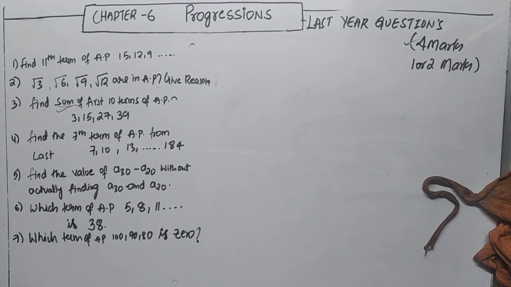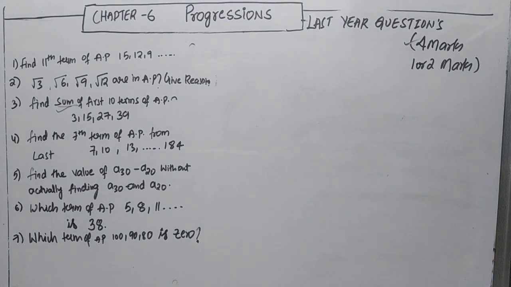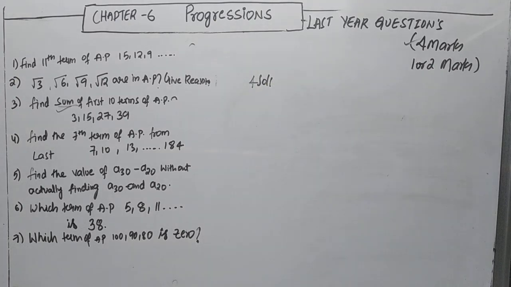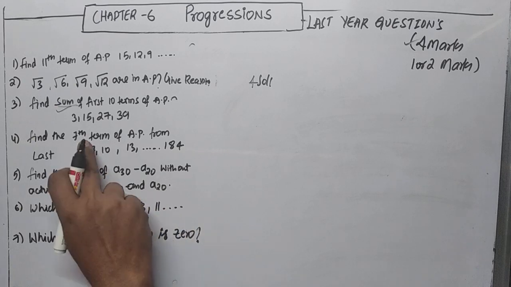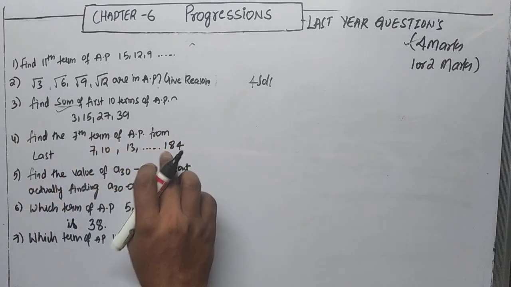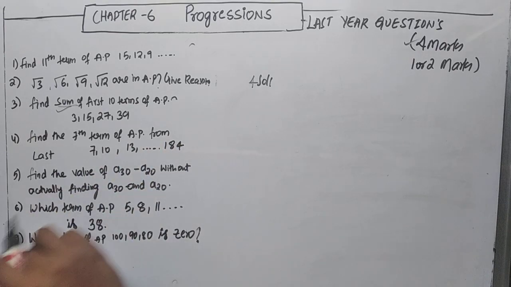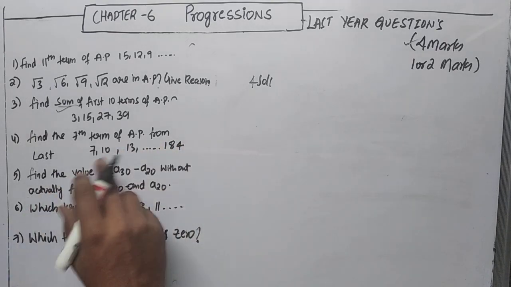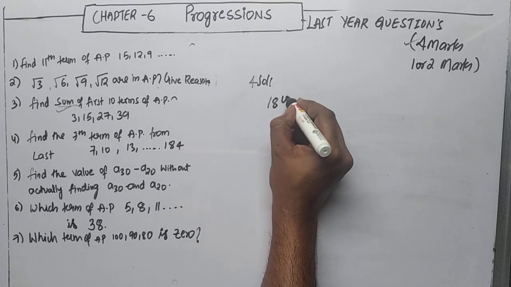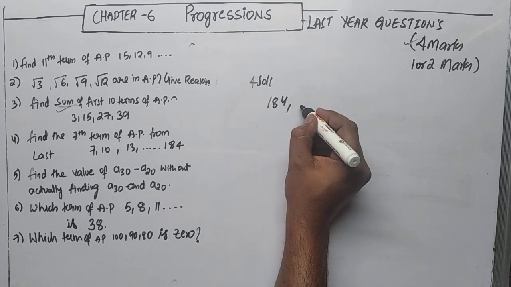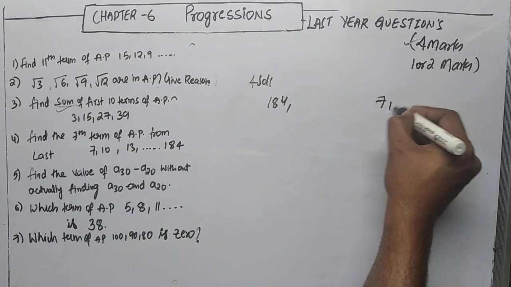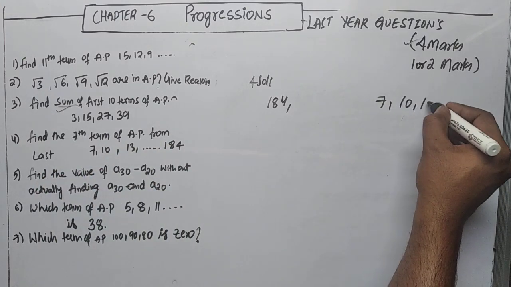So next I will be giving the solution for the fourth question. To solve the fourth question, he is asking to find the seventh term of the AP from the last. Whenever a question asks to find the term from the last, we have to reverse the series. To reverse, the first term is 184, and for the second term we have to calculate the common difference. So here, from the last: 7, 10, 13.